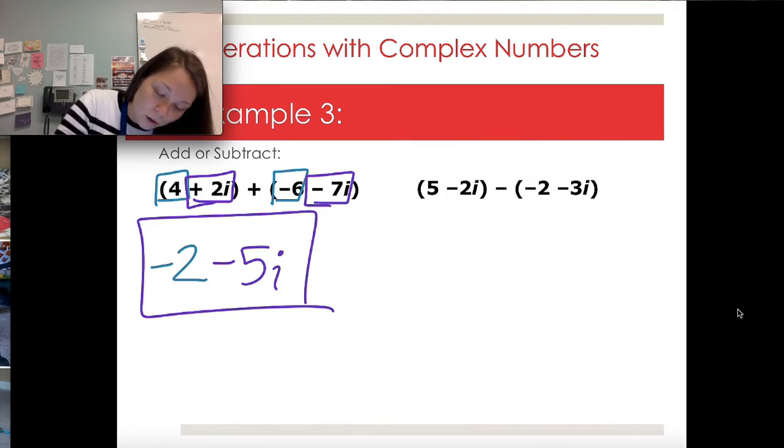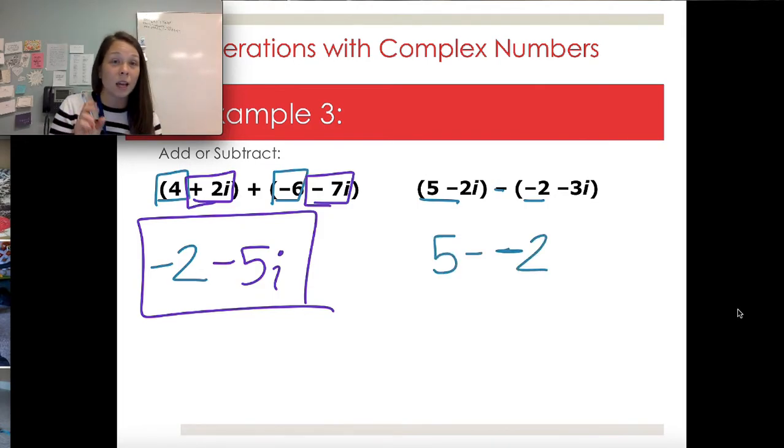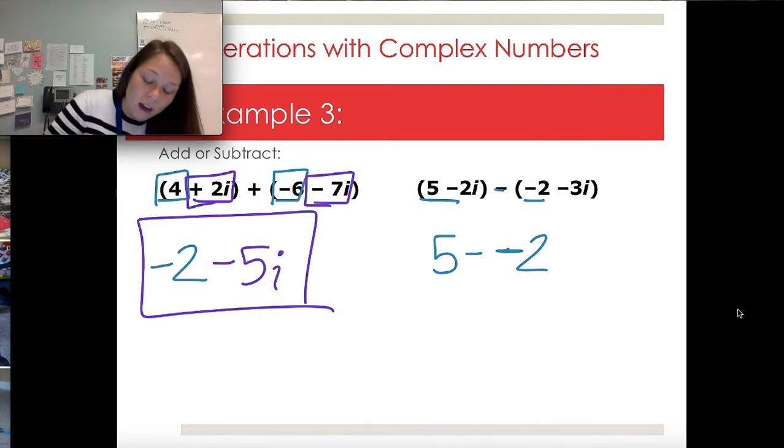Looking at the next one, we have 5 minus -2. So I'm going to write this one out. It's 5 minus a -2. There's that double negative there, so that's why you have to be really careful with your signs. 5 minus a -2 is like 5 plus 2, which is 7.